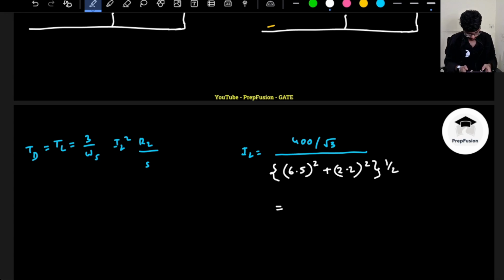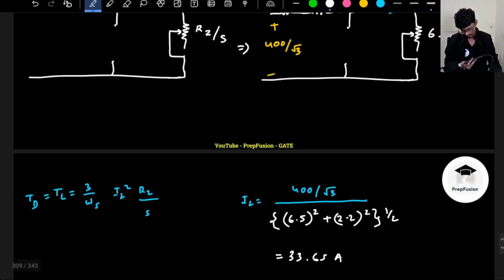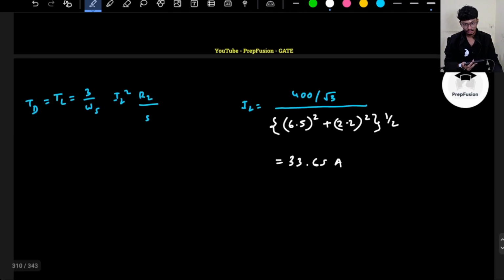If I calculate these values, 6.5 whole square plus 2.2 whole square, whole under root, into 400 divided by root 3, it is coming to be around 33.65 amperes. Okay, that is what the current is coming around. Am I correct here? Yes, kind of. So what will be the torque developed?